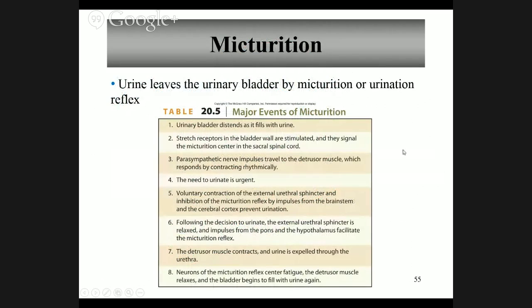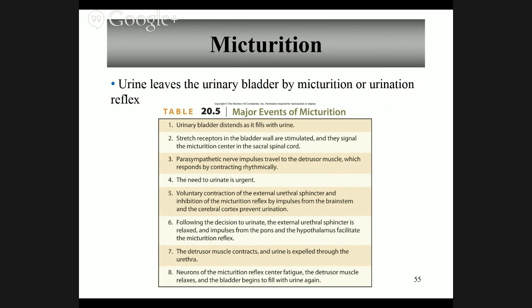Micturition, or urination. Urine will leave the bladder by the urination reflex. The bladder distends as it fills with urine. Stretch receptors are stimulated, and they signal the micturition center in the sacral spinal cord. Parasympathetic nerve impulses travel to the detrusor muscle, which responds by contracting rhythmically, and then the need to urinate will be urgent. Voluntary contraction of the external urethral sphincter and inhibition of the micturition reflex by impulses from the brainstem and the cerebral cortex can prevent urination.